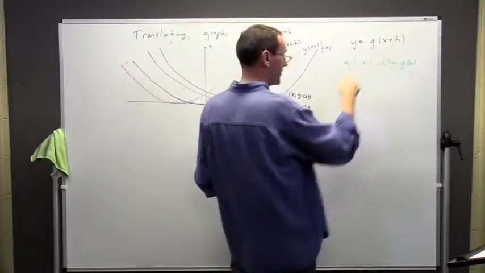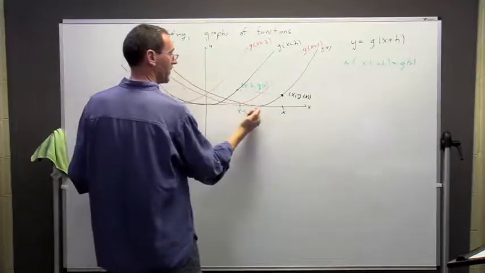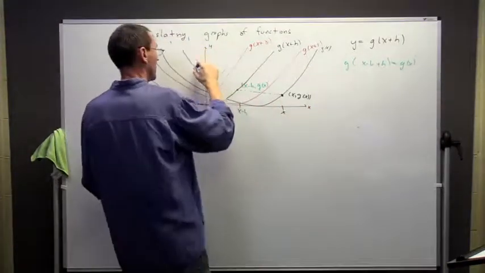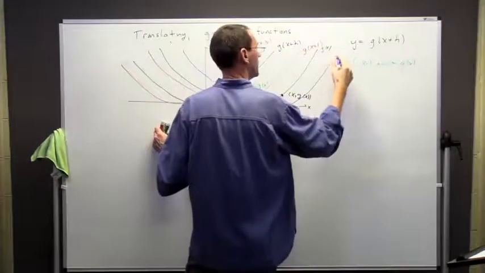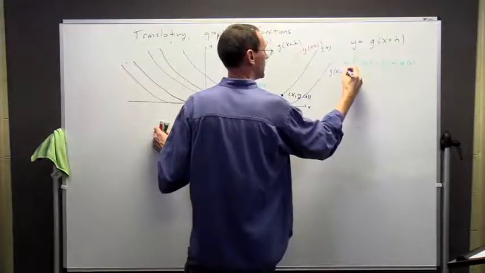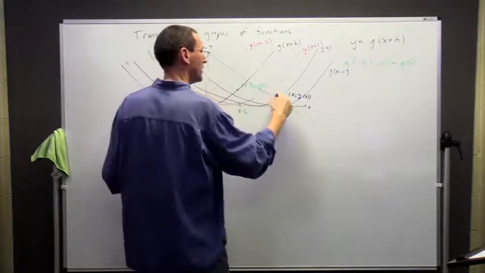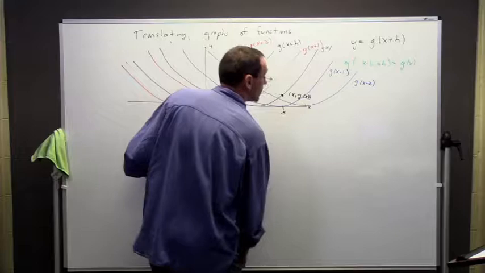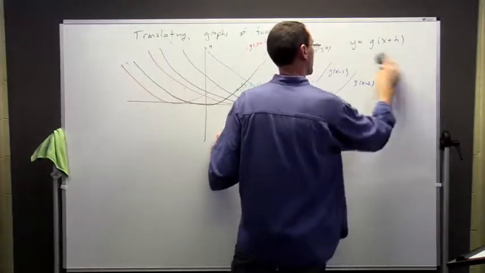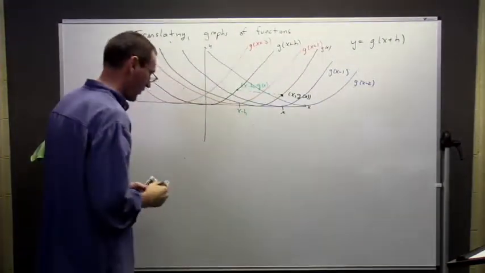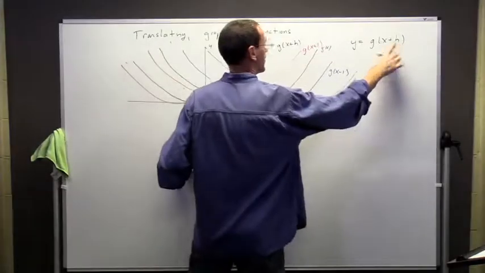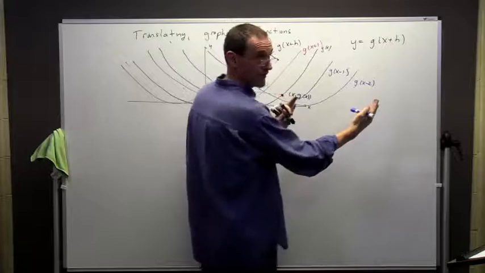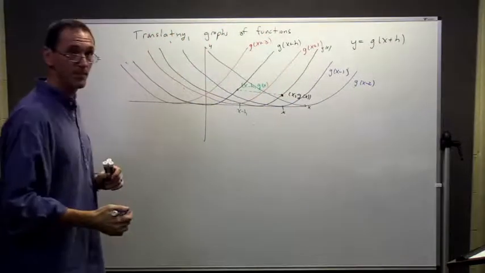If I plug in an h as a negative number, instead of shifting to the left, it's going to move it in the other direction. It's going to go off to the right. So this would be g of x minus 1, g of x minus 2. Okay. So if h is a positive number, it's going to move things to the left. If h is a negative number, it's going to move things to the right.